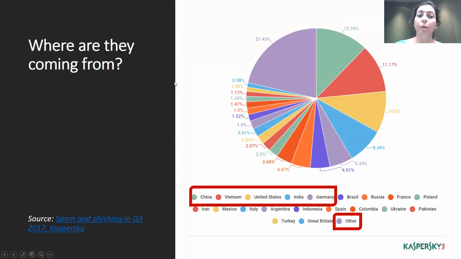Next, where are they coming from? Kaspersky have a fantastic report that they release every quarter around spam and phishing. So there's spam, and that's the top level. Spam can be malicious or non-malicious, but phishing is the sub-level where there is a malicious intent behind the communication that they send out. As you can see here, the top phishing and spam emails were coming from China, Vietnam, United States, India, and Germany, as well as other. There's a large percentage there that are also coming from other.